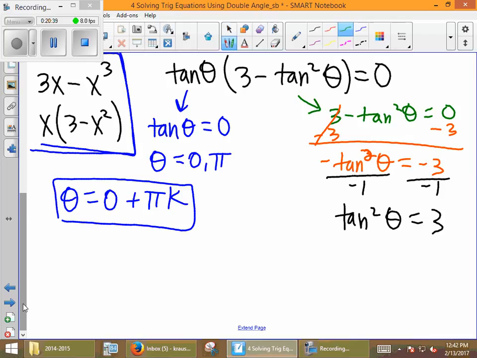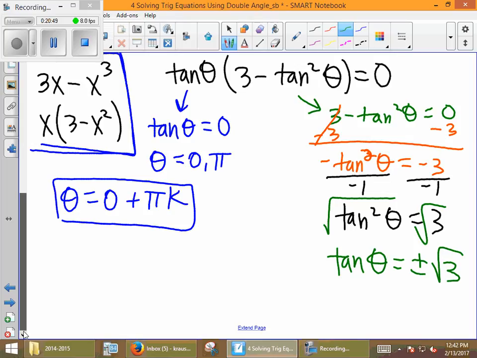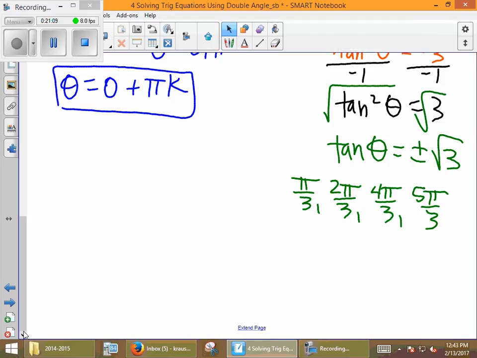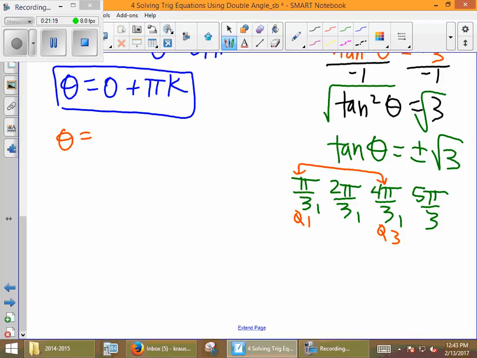And then what's your last step to solve that? Square root it. Since we square rooted it, it's plus or minus the square root of 3. So how many angles does that happen at? All 4 of the over 3's. So it'd be pi over 3, 2 pi over 3, 4 pi over 3, and 5 pi over 3. If you look, this is quadrant 1 and quadrant 3. So these two together will make a straight line. So you would say pi over 3 plus pi k. So we're done with those.